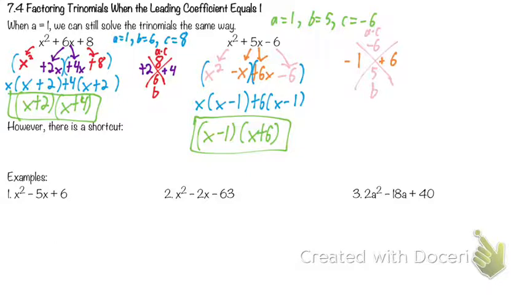It only works when a is 1. If a is not 1, like we had on some of our problems before, like on our test, we had a lot of them where a wasn't 1, we can't do the shortcut. You have to go through this whole way. But if it works, you can skip all these steps and go straight from the start to the x to the end.